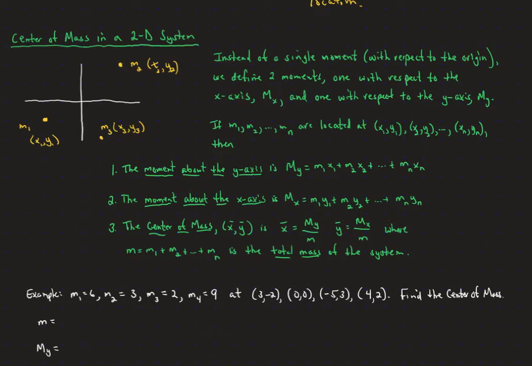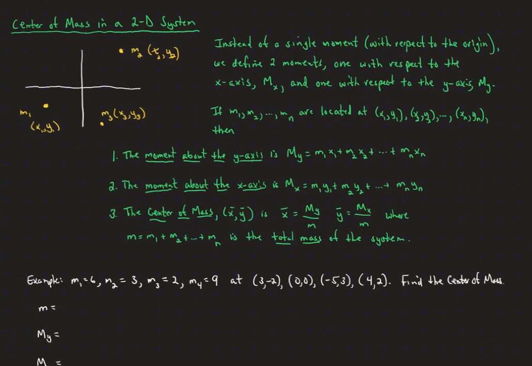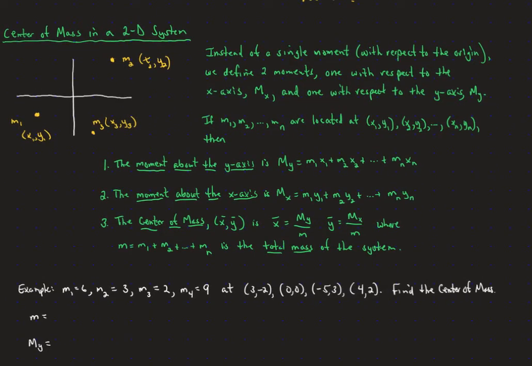So instead of a single moment with respect to the origin, like we saw in our one-dimensional system, we're going to define two moments, one with respect to the x-axis, which we'll call m sub x, the moment about the x-axis, and one with respect to the y-axis, which we'll call m sub y. So this is going to be the tendency as we place these marbles with different masses on there. Is it going to try to make this thing rotate around the y-axis? That's our m sub y. Or is it going to try to make this thing tilt or rotate around the x-axis? And that's our m sub x, our moment about the x.